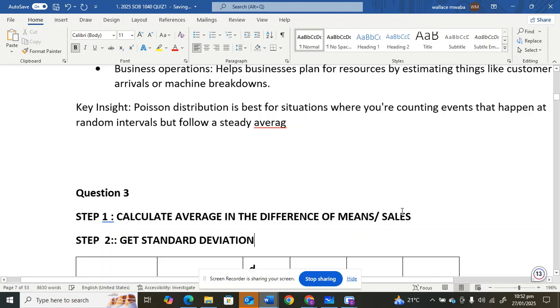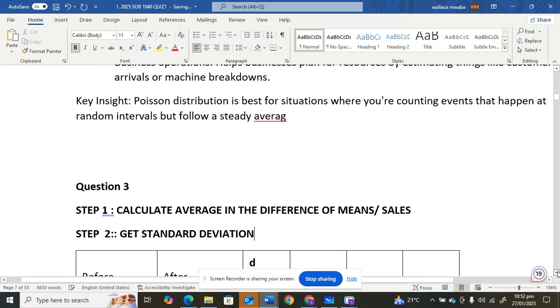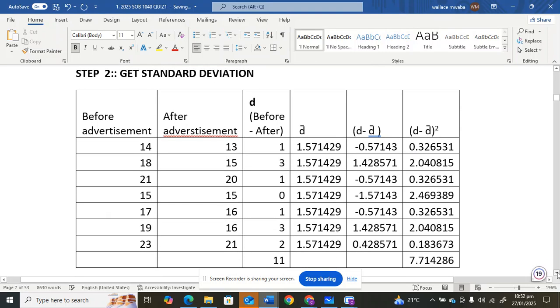So in statistics, whenever you hear standard deviation, it just means how far apart points are from the average. So step two begins here. In this column where you're saying this D with a line on top, this represents the average. This D with a line on top represents the average.